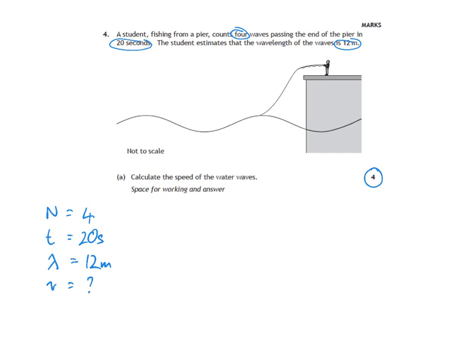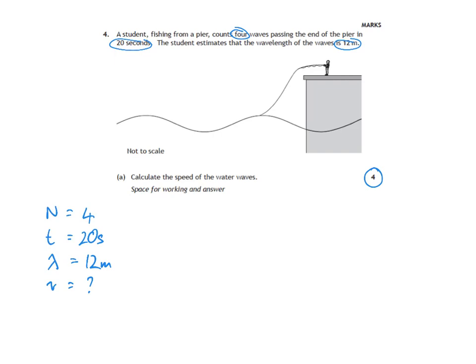So first of all, what I would look at is, I've been asked the speed. What formulas do I have for speed? Well, I've got v equals d over t, I've got a equals v minus u over t, I've got v equals f lambda. So basically the two main ones that would stand out there would be v equals d over t or v equals f lambda.